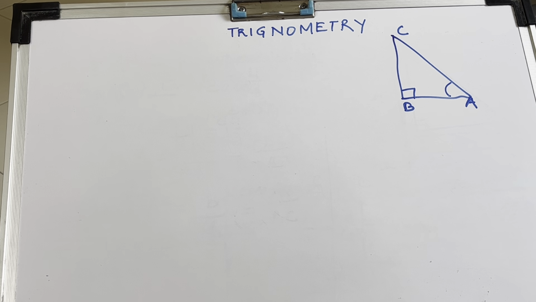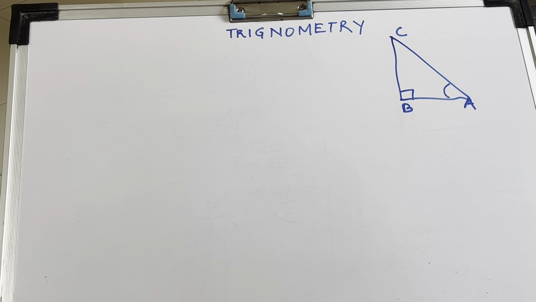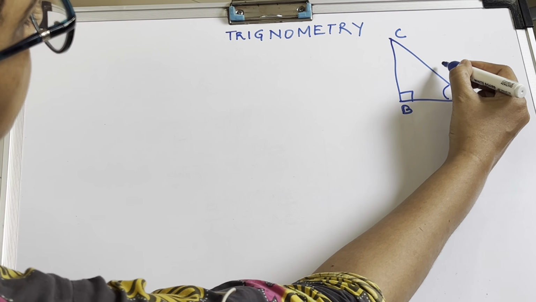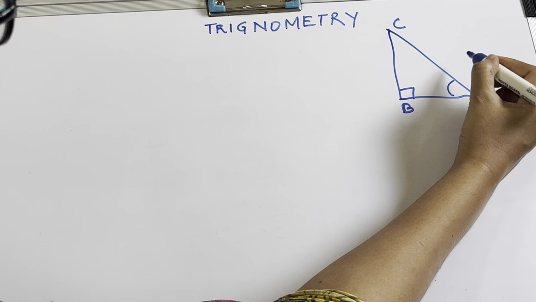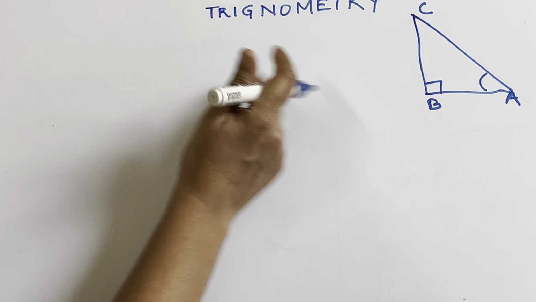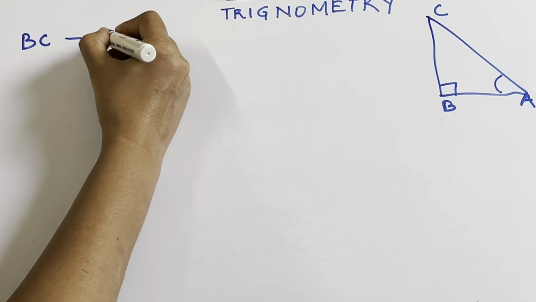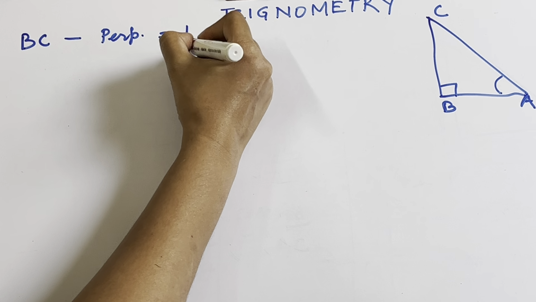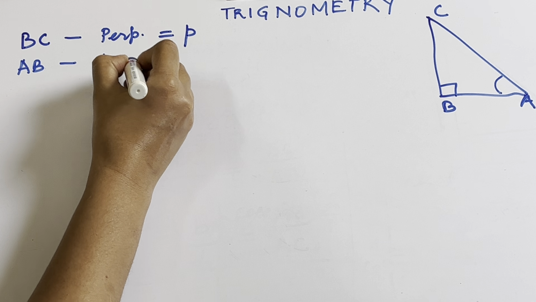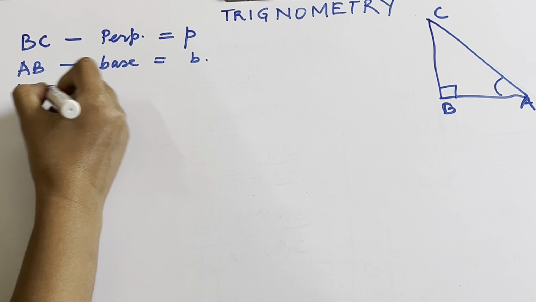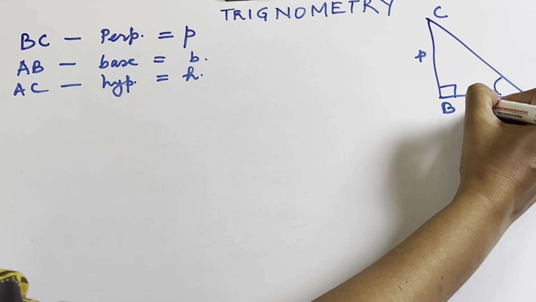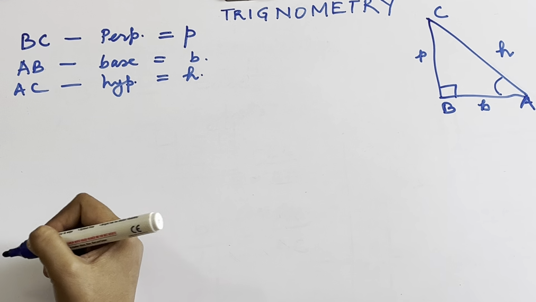Before giving you an introduction to the ratios, let us name the sides. The side AC, for a right angle triangle, is known as the hypotenuse. AB is the base and BC is the perpendicular. So we name BC as perpendicular, denoted by the alphabet P. AB is the base, denoted by B. AC is the hypotenuse, denoted by H. Let us write the alphabets here. This is P, this is B and this is the hypotenuse.